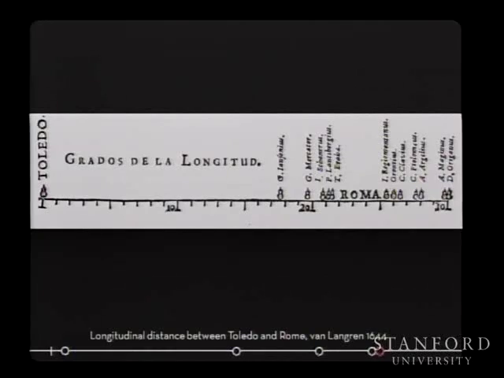Shortly after that, we find what's considered to be the very first statistical graphic ever. This was done by the Dutch astronomer and scientist Van Langren, who plotted on one graph different estimates of the longitudinal difference between the cities of Toledo and Rome. If you look at the labels on the right, you may recognize some famous people, including a measurement estimate by Mercator, inventor of the Mercator projection of the map.